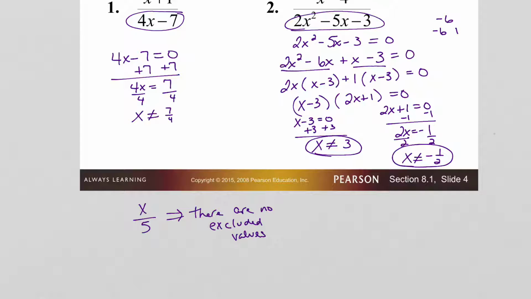Alright, so what if you had it the other way around? What if you had 5 over x? Now, we're going to say x cannot be 0. Because remember now, x is in the denominator. We don't want 0 in our denominator, so therefore our excluded value right there is 0.